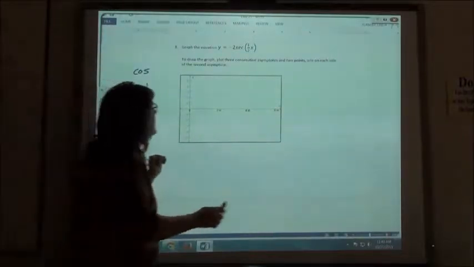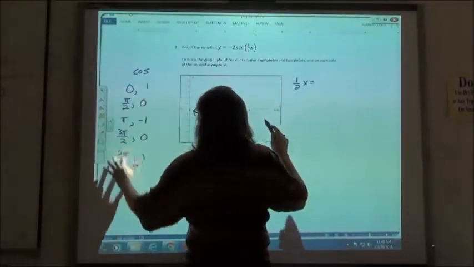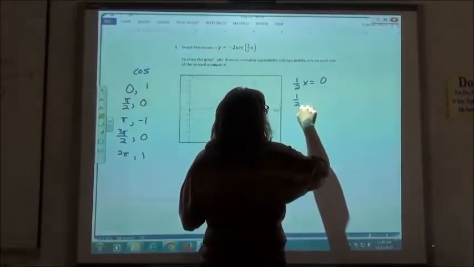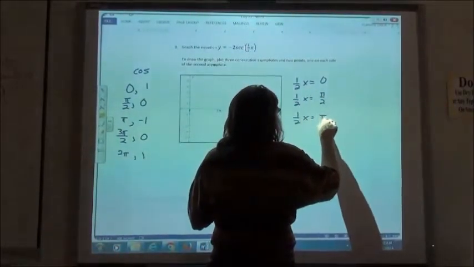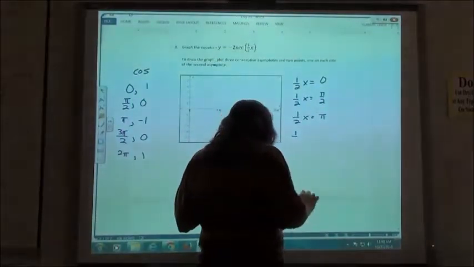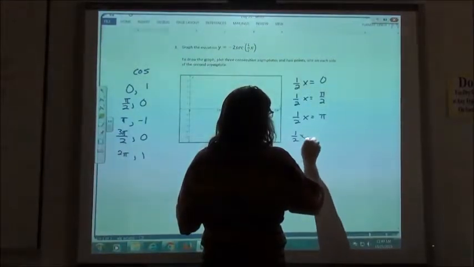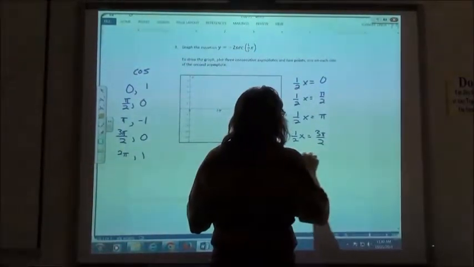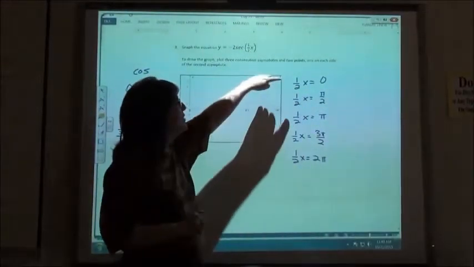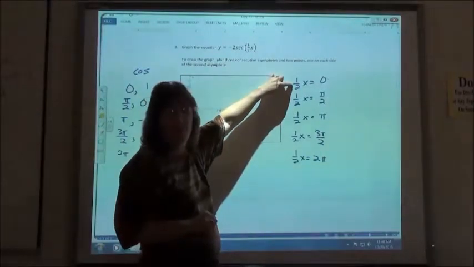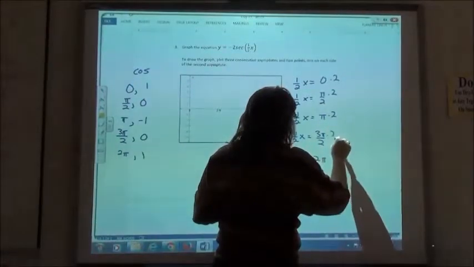We have 1/2 x equal to each of our values. So 0, pi over 2, x equals pi. Yeah, that was right. Getting ahead of myself. 1/2 x equals 3 pi over 2, and 1/2 x equals 2 pi. So in order to solve this, we would be dividing by 1/2, which is multiplying by 2. So times 2 on each of those.